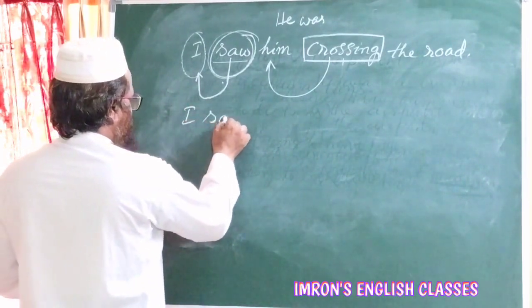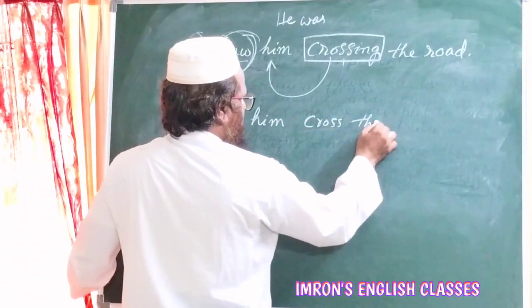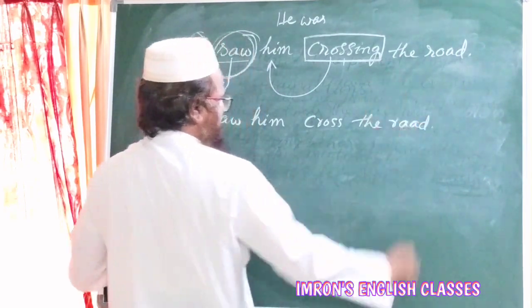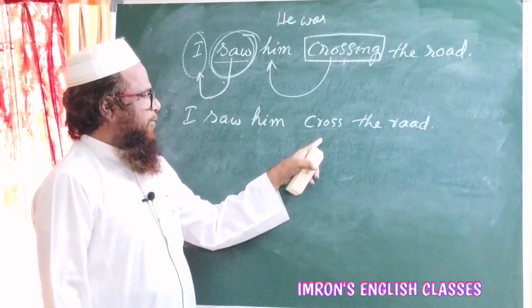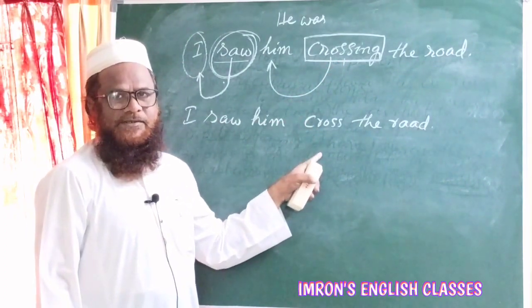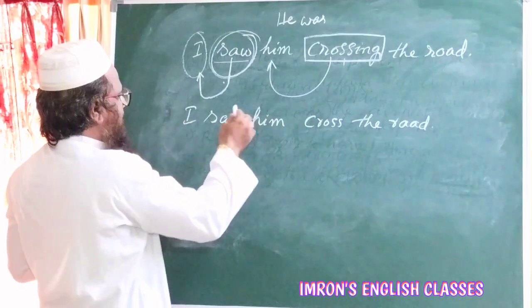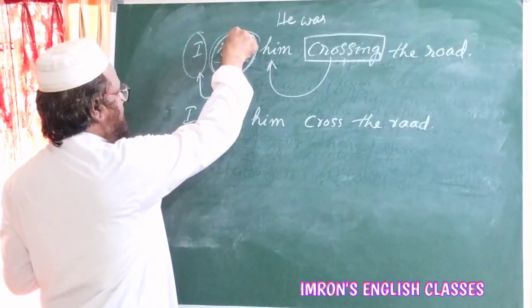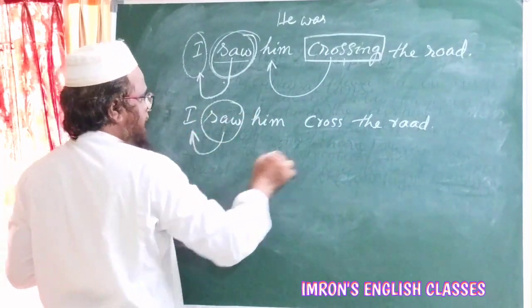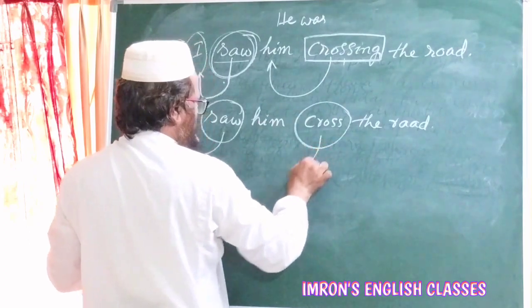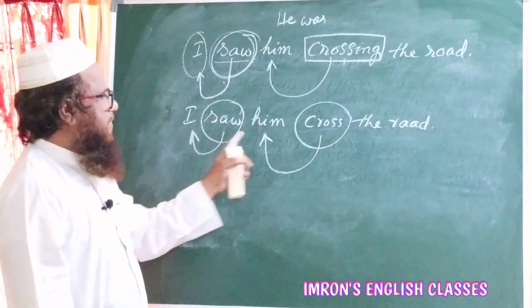I saw him cross the road. It's very surprising. See, the present participle is now changed into the base form, the present simple tense. What is the difference here? I saw him cross the road. Similarly, as the action of the first verb belongs to the subject, here also the action of this verb belongs to the subject, and the action of this base form belongs to the object of the first verb. I saw him cross the road.